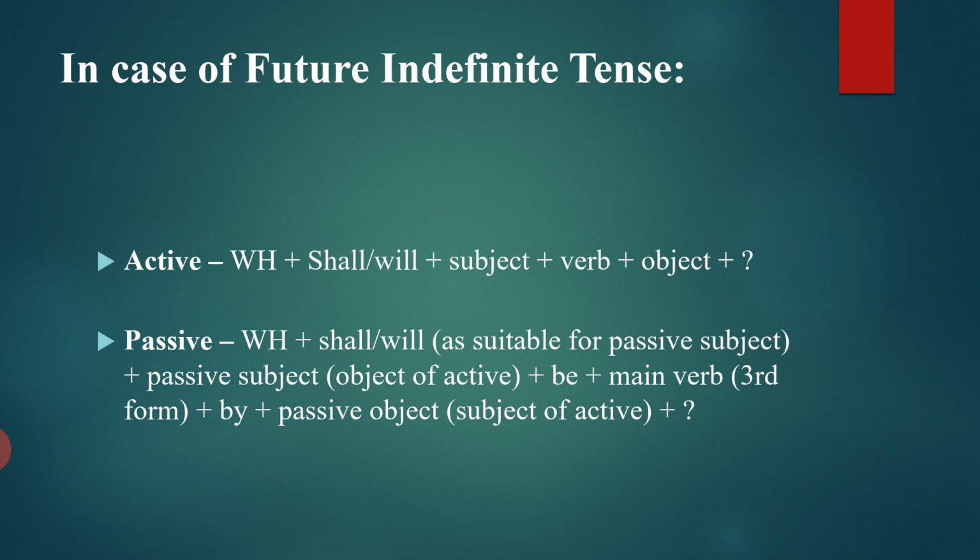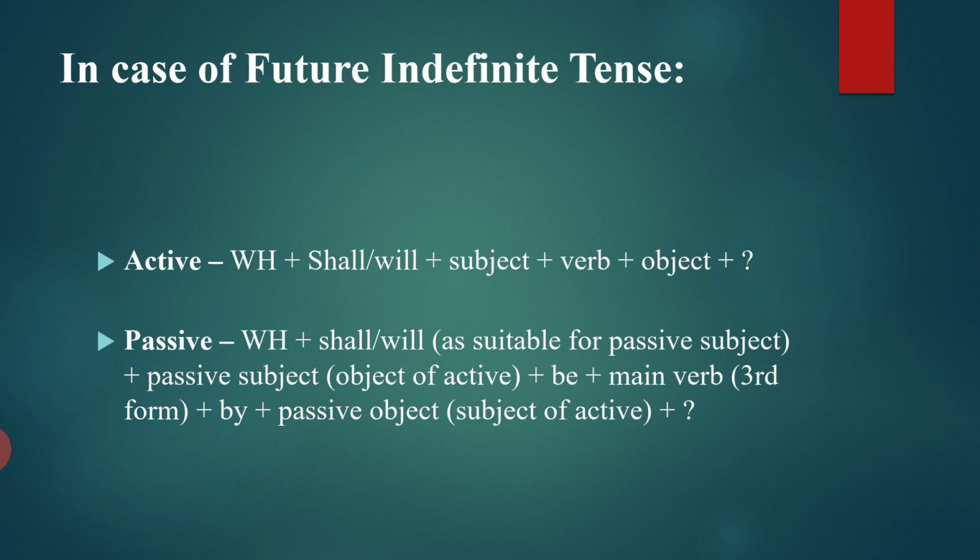future in the indefinite tense is there, then how you will have to handle it. So active voice: WH question, shall or will, because it's a future indefinite, plus subject, plus verb, object, and interrogative mark. While you are changing it into passive: WH, then shall or will as suitable for the passive subject, plus passive subject. Passive subject would be the object of active voice, as we all know that.